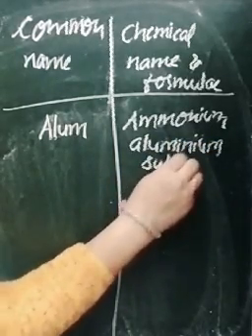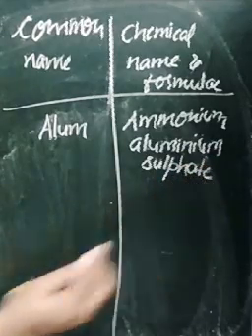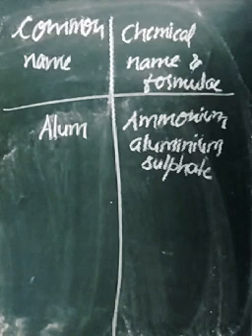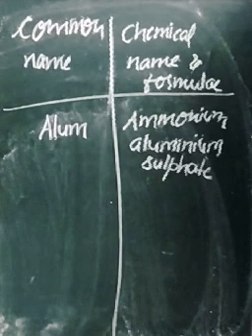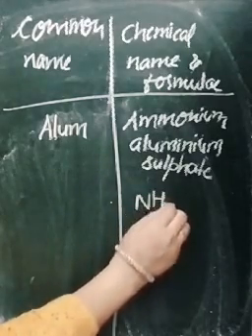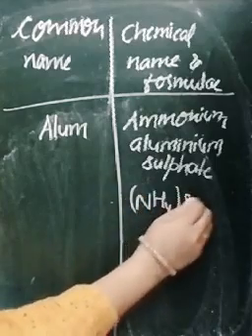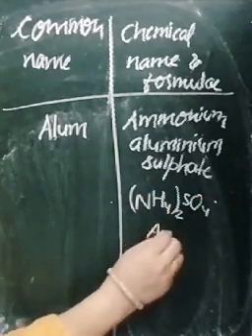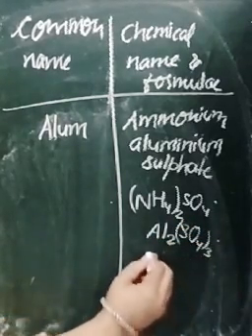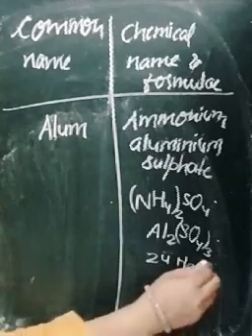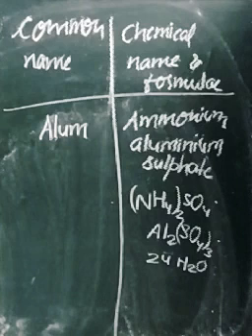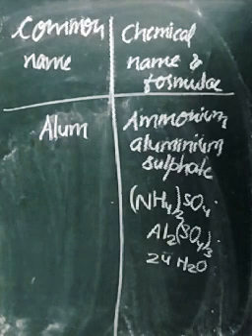Now see, this big name we can represent in a small form. So a chemical formula can also be defined as a shorthand notation for a molecule of a compound. So how can we represent it? (NH4)2SO4.Al2(SO4)3.24H2O. This is the formula for alum. This is a double salt.